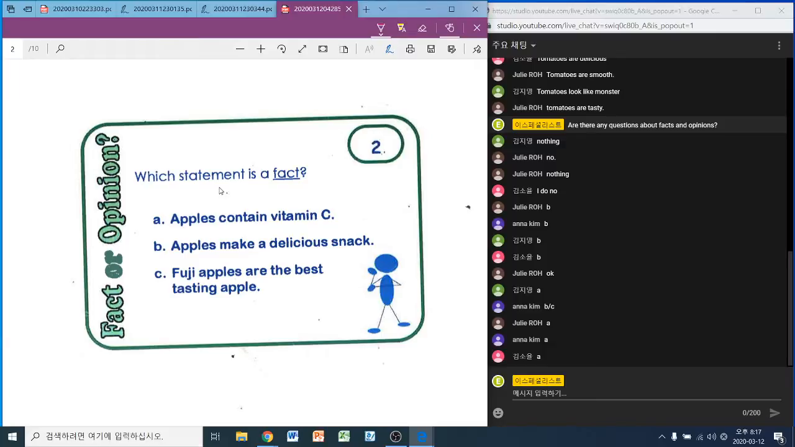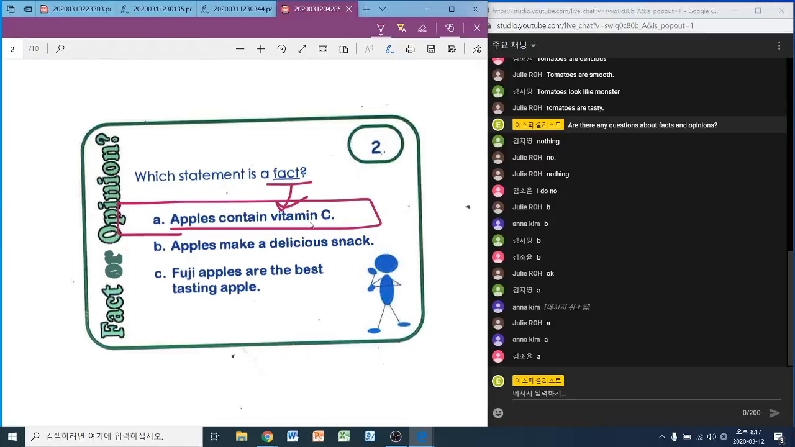All right, we have answers coming in. Which statement is a fact? We have here A, deleted, A. Everybody says A. Apples contain vitamin C. Yes, this is a fact.